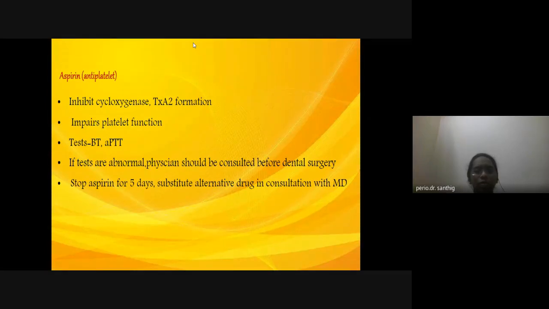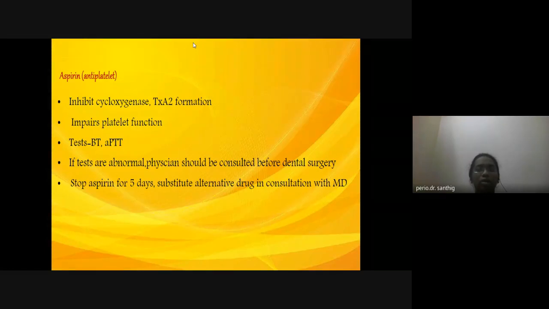So most of the cardiac patients will be under this drug aspirin, and the action of it is it will inhibit the cyclooxygenase thromboxane A2 formation, and also it will affect the platelet function. So for the patients on this drug, we have to check the tests, bleeding time and activated plasma thromboplastin time.